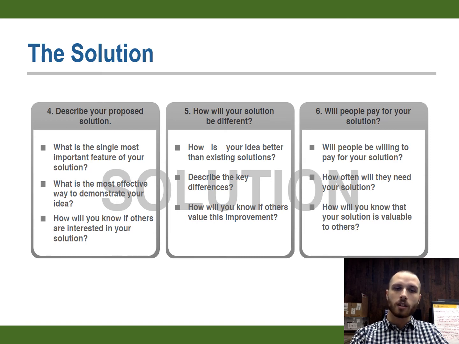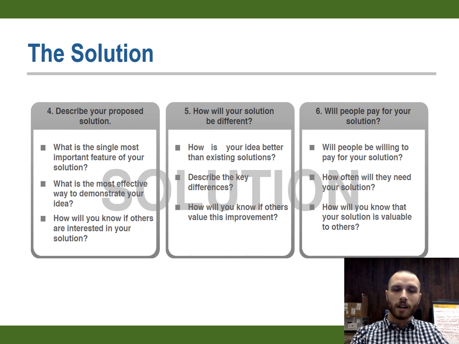Oftentimes, for right now at least, the best answer to this question is, I'll go out and talk to my customers. The first question in box 5 asks, how is your idea better than existing solutions? This question helps you think about how your products or services are better than the other solutions out there, including solutions offered by the competition. Maybe if there was another coffee shop in town already, the new coffee shop could offer better customer service, be open more convenient hours, or offer a larger range of size options.